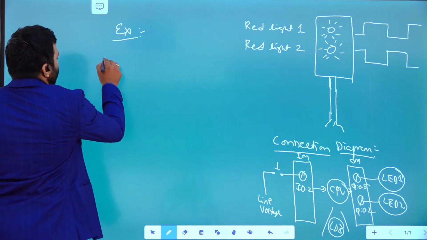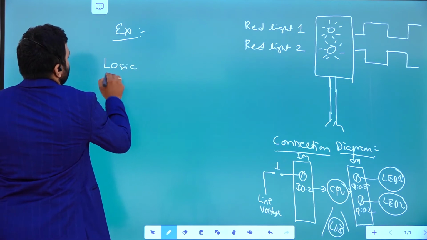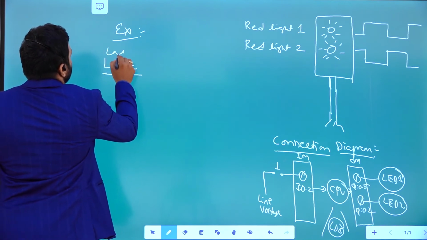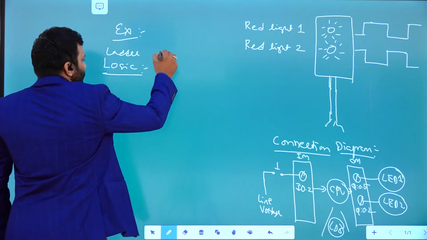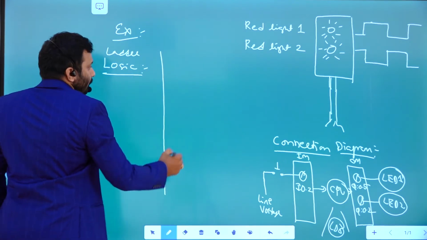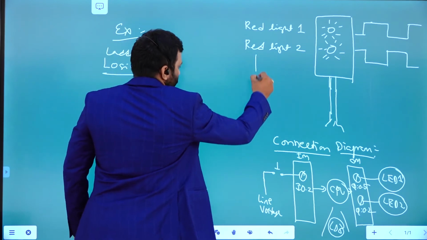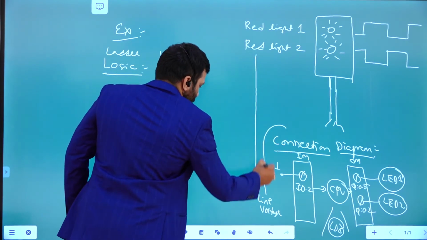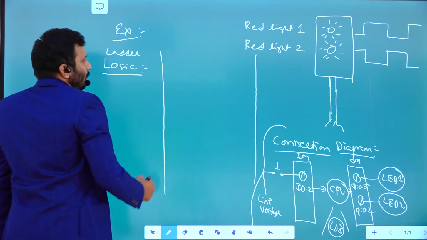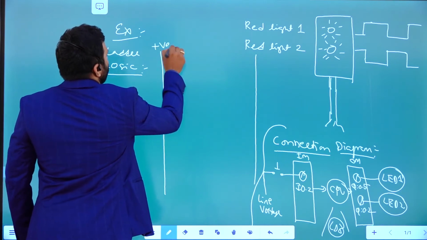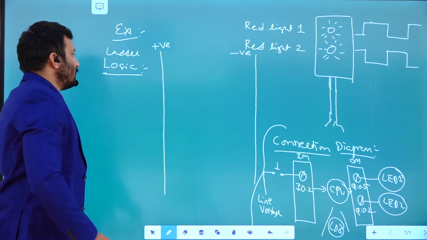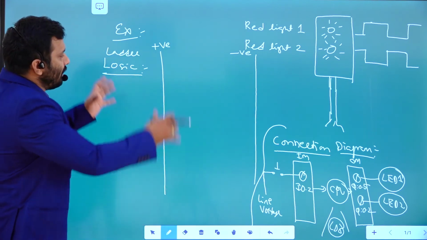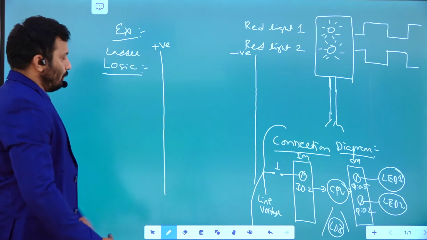You can see the ladder logic here. So how can you write ladder logic? Two rails are there. This one is the positive rail and this one is the negative rail. In between the two rails we need to write a program.